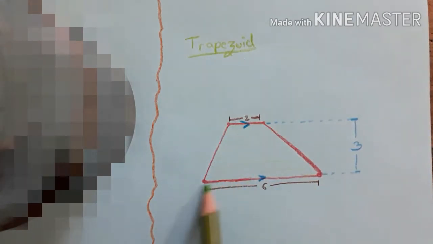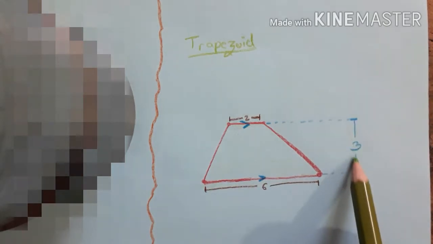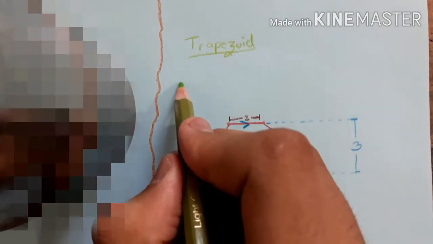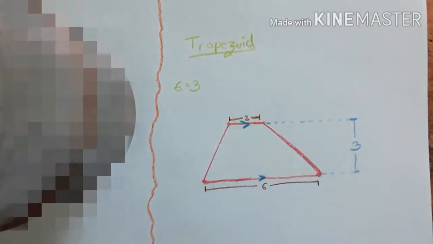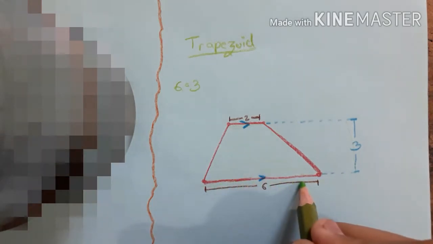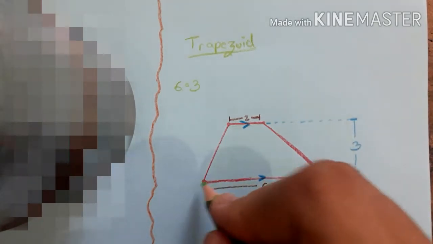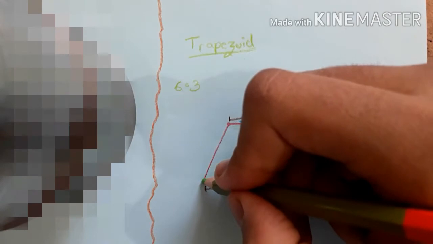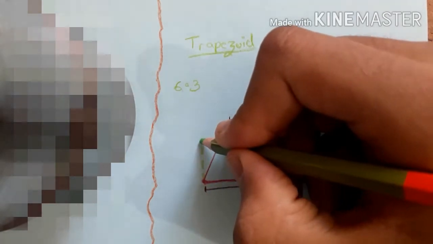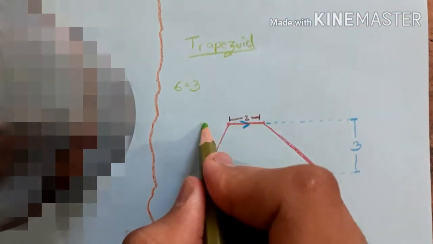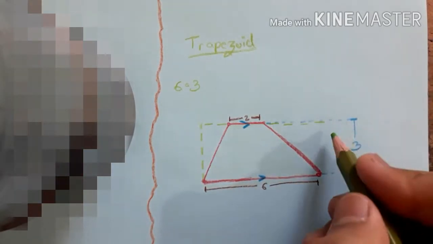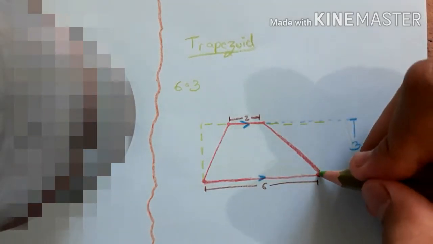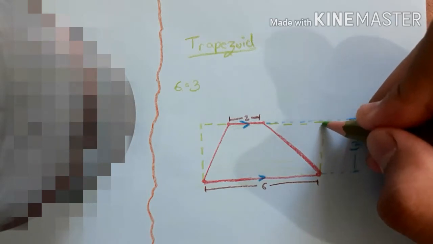So what would we get if we multiply this long base 6 times the height 3? So what do we get if we multiply 6 times 3? Well, that would be the area of a rectangle that is 6 units wide and 3 units high. So that would give us the area of the figure that looks like this. It looks like the entire area over here is green.